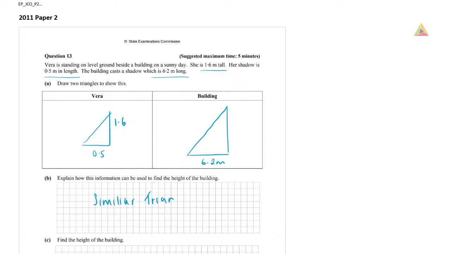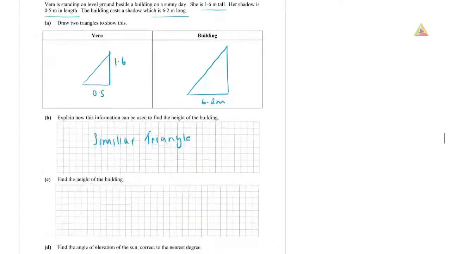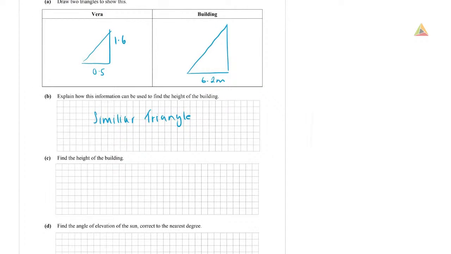The next question actually asks us to find the height of the building. So that kind of puts the similar triangle concept into play. So with similar triangles, we're going to use the information that we have. So they're asking for the height of the building. So this is what they're looking for here.